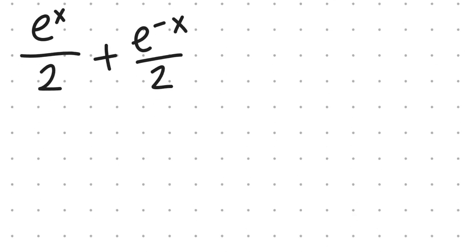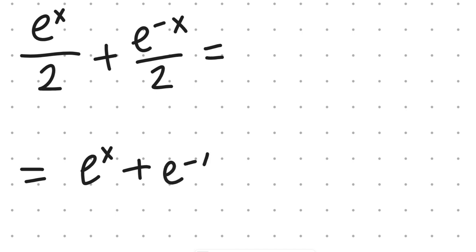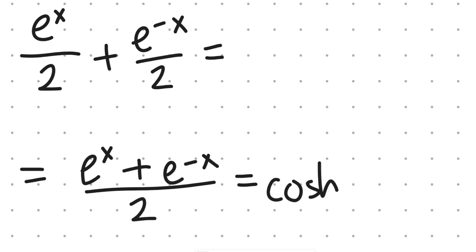Since we have the same denominator, we can put them together in one unified fraction: e to the x plus e to the negative x, over 2, which is the standard definition of the cosh function of x.